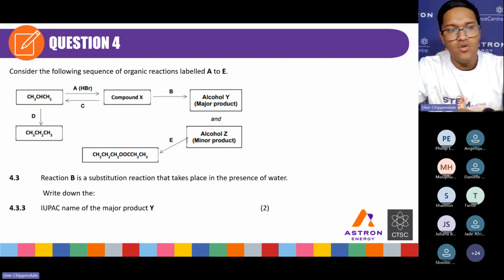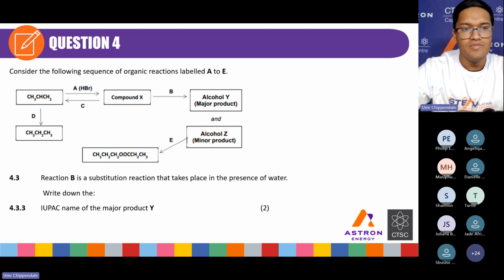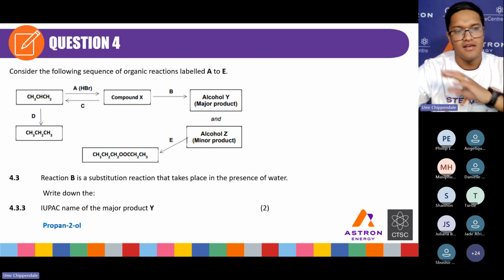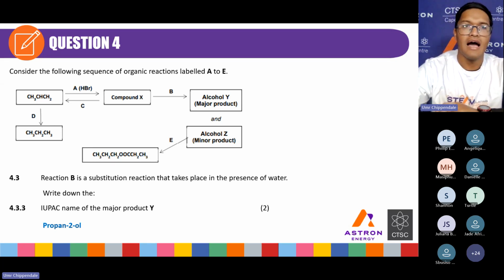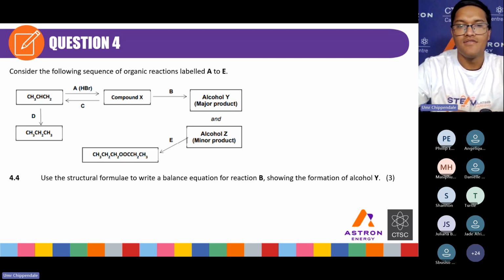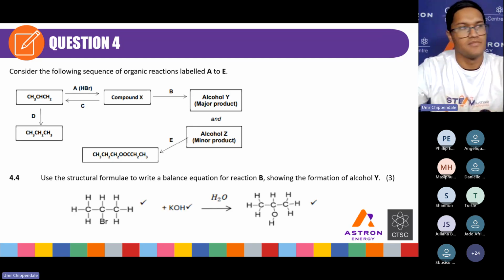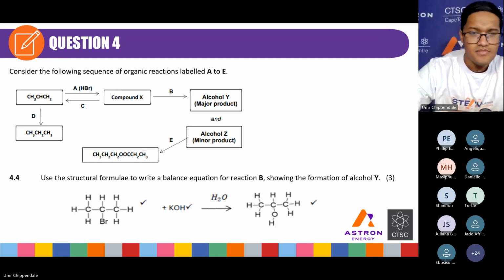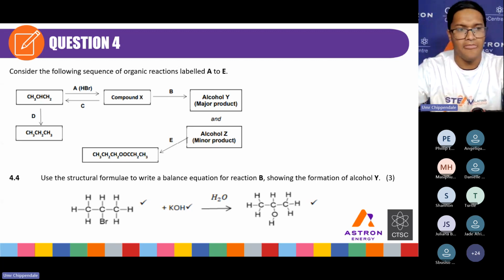Now, 4.3.3, write down the IUPAC name of the major product of Y. I've shown you that on top as well, and this is how it's going to be. Remember, our OH group just takes the place of our halogen in compound X. 4.4, use structural formulae to write a balanced equation for reaction B, showing the formation of alcohol Y. And this is how it can be over here. Right? So we have this. And I've shown you this there on top as well.